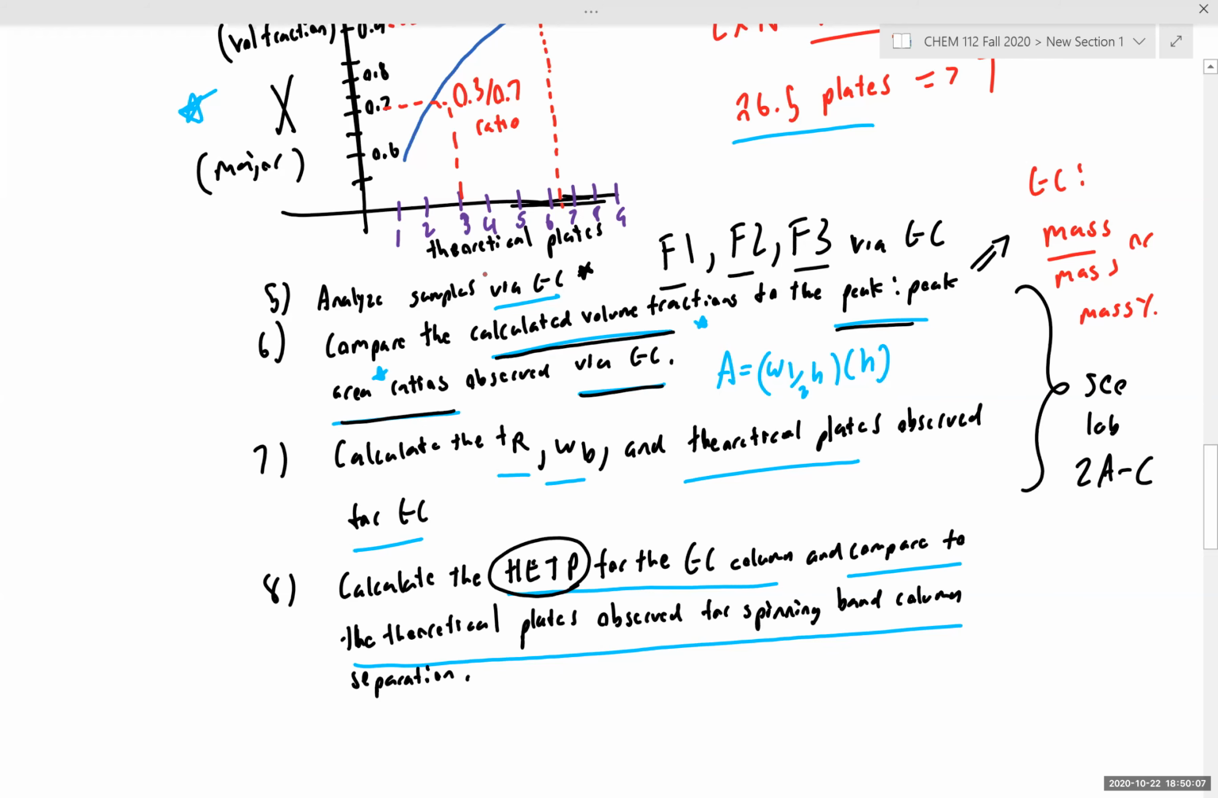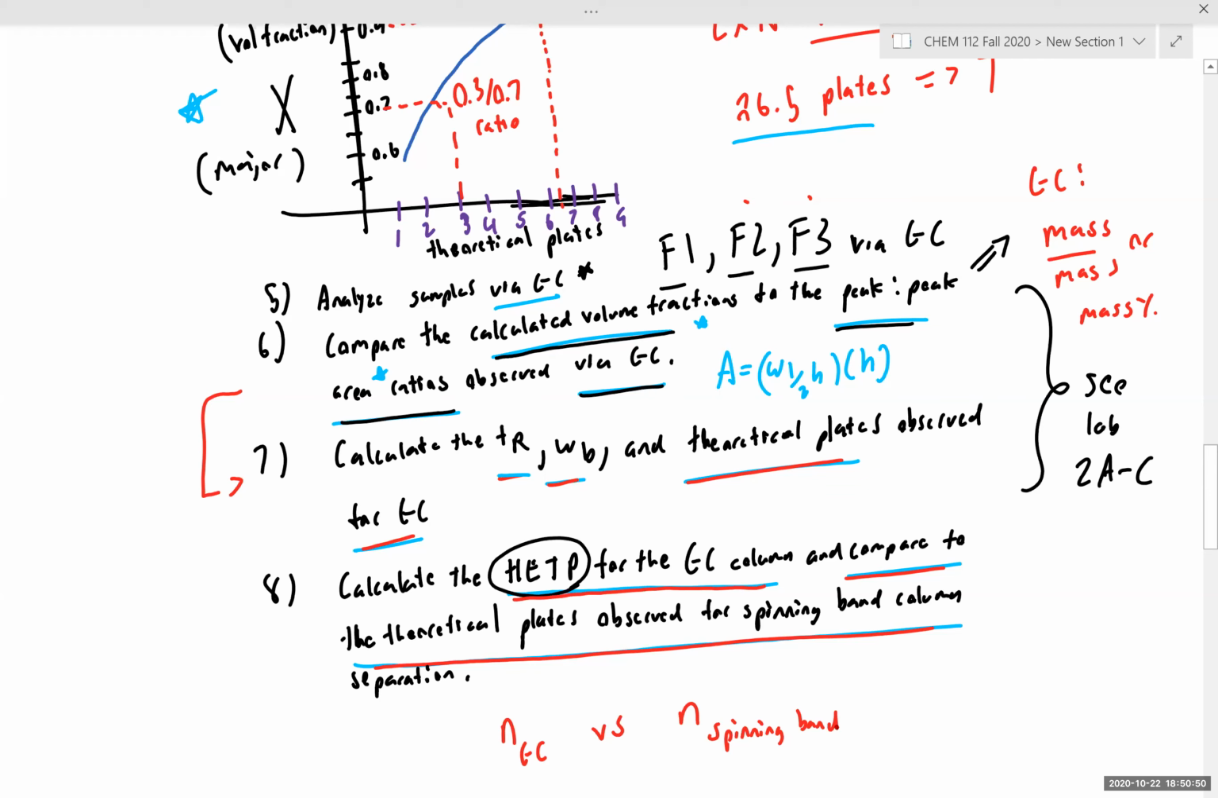Okay, so we're going to analyze our samples via GC. We're going to compare and calculate our peak area ratios. And we're going to take this one step further. For each of our analyzed fractions, we're going to calculate the retention time, peak width, and theoretical plates observed for the GC. And then we're going to compare the height equivalent theoretical plates for the GC column and the theoretical plates observed for the spinning band column. So essentially, you're going to compare the number of theoretical plates for a GC versus the number of theoretical plates for a spinning band column.